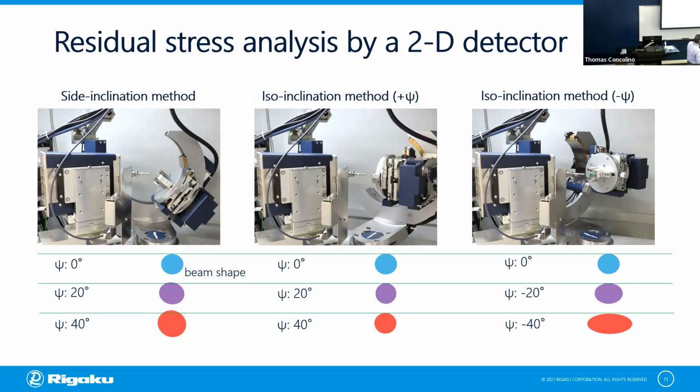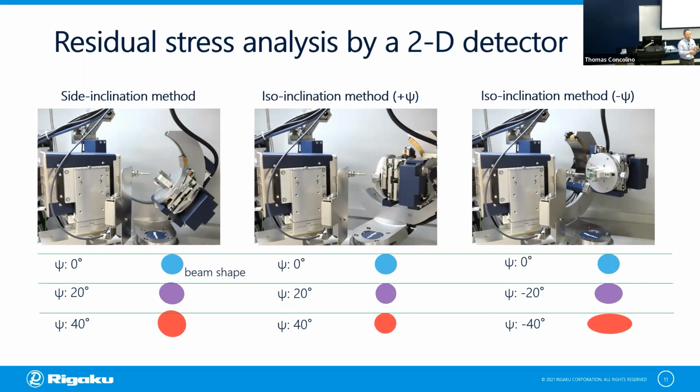The plus psi method has a higher incident angle, and the minus psi has a lower incident angle. So in this picture, I hope you see a collimator over there, and X-ray is coming from the left and hitting the sample on the right-hand side. Obviously this has a higher incident angle because the sample is almost perpendicular to the collimator. This one is almost parallel, right? So this is negative psi.